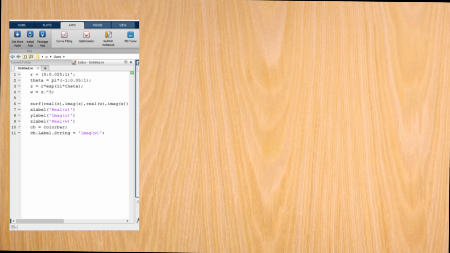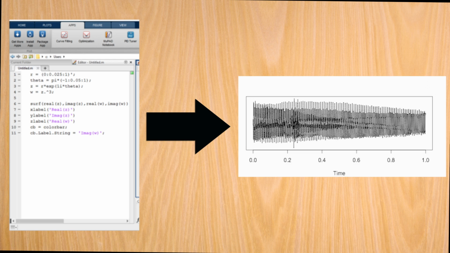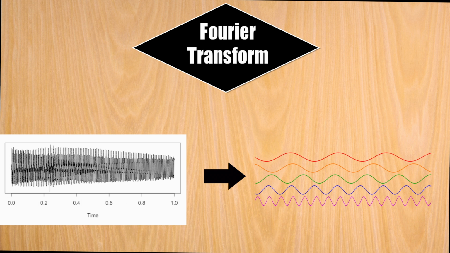I recorded the sound of an A on the piano, and then used some MATLAB code to graph the corresponding sound wave on the computer. Interesting. Doesn't look like a wave at all. This is because there are actually a ton of different waves in this diagram. If we use something called a Fourier transform, we can break up this jumbled mess into its different component waves, organized by frequency.